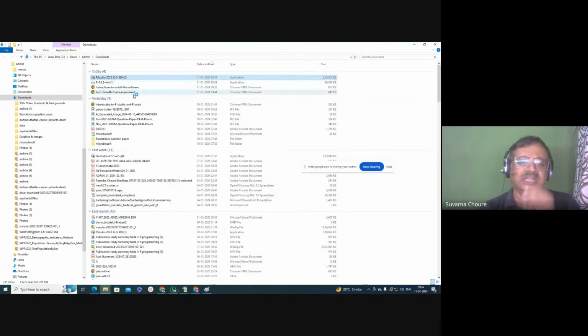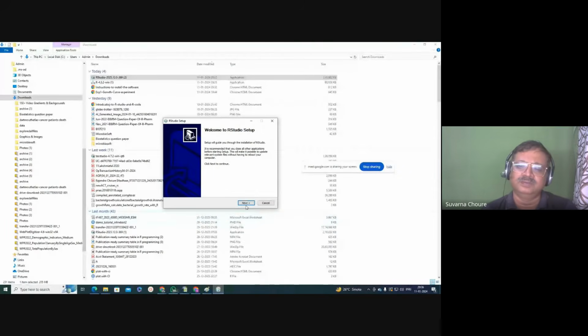RStudio, I'll click on this. On any computer, you can download and install these files. There is no restriction. I'll just click in. Installation will go on.